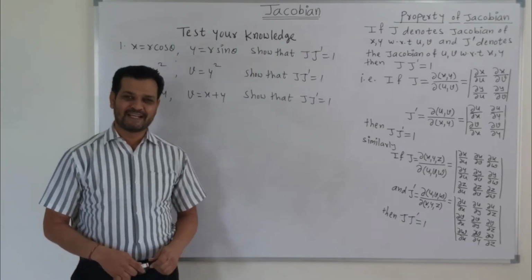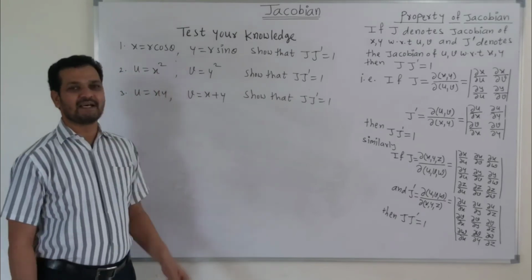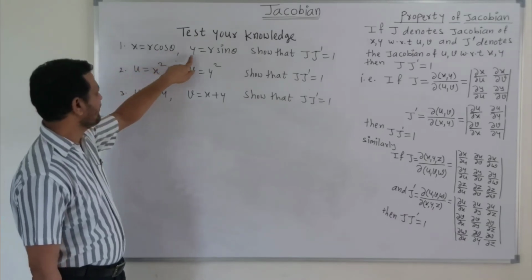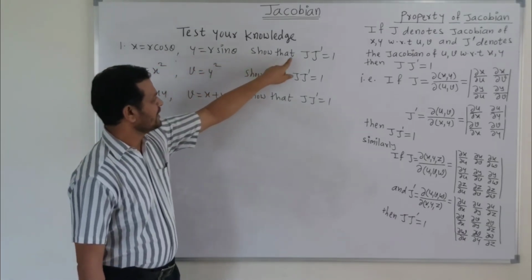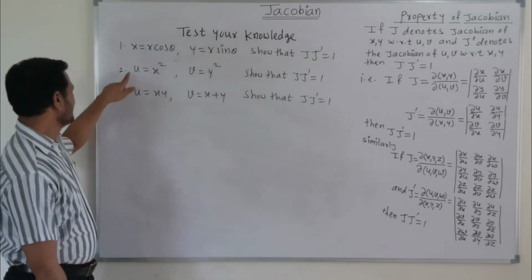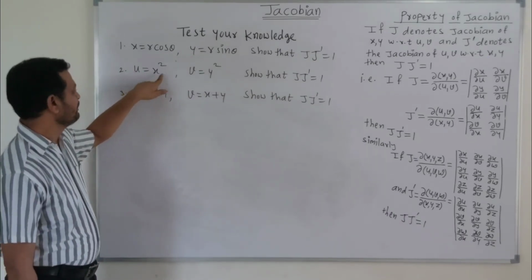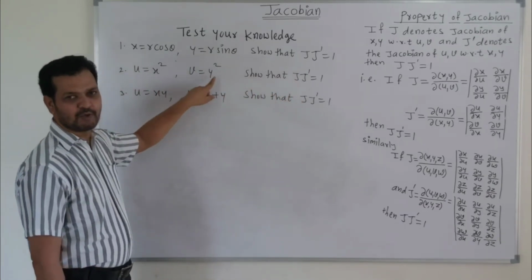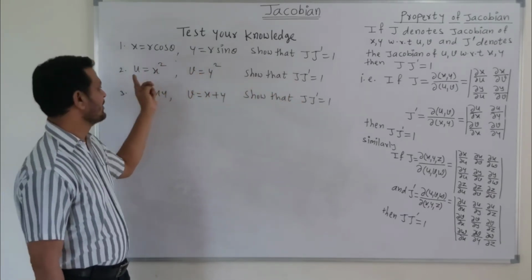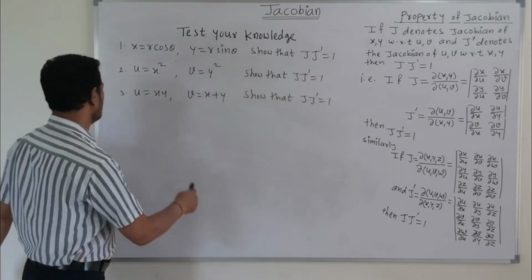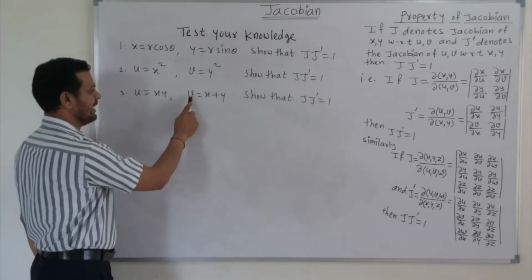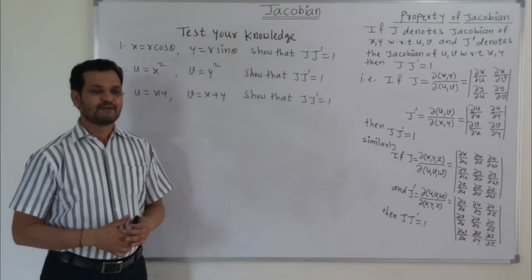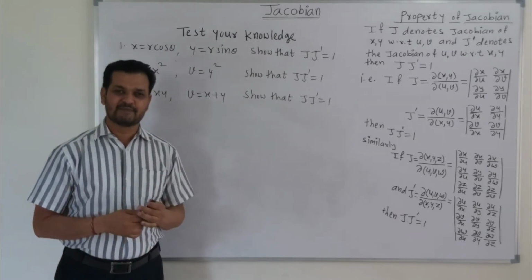Now friends, for your practice, 3 examples are given. The first example is x equals r cos theta, y equals r sin theta. Then show that z into z dash is 1. The next example is u equals x square and v equals y square. Again show that the Jacobian of u, v with respect to x, y and the Jacobian of x, y with respect to u, v is 1. The third example is u equals xy and v equals x plus y. Then show that z into z dash is 1. Solve these 3 examples as practice.